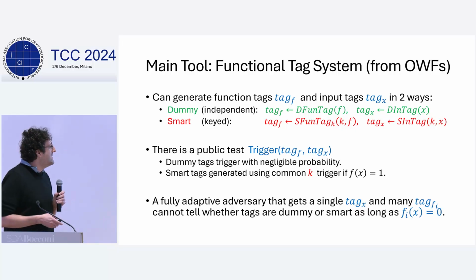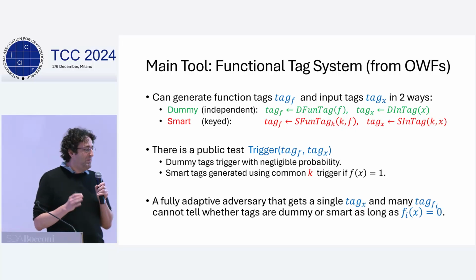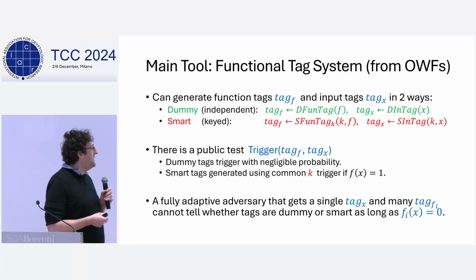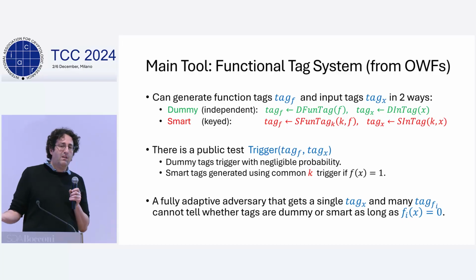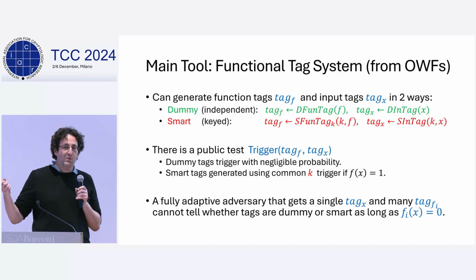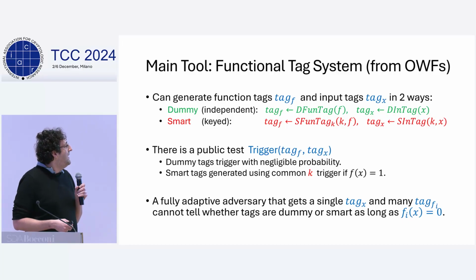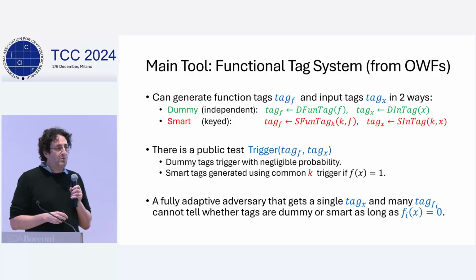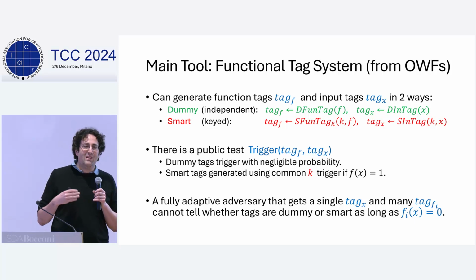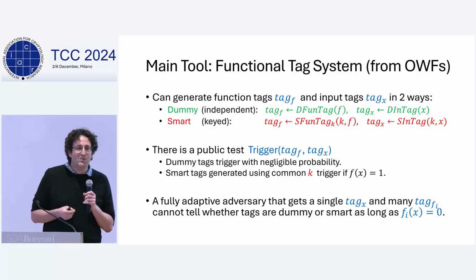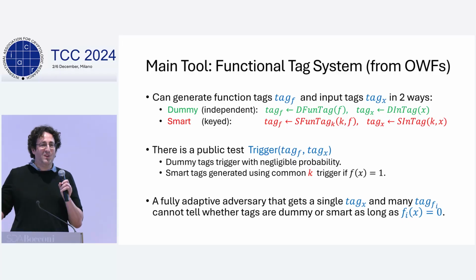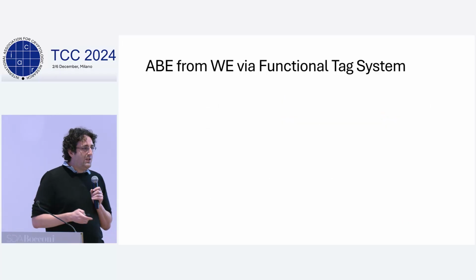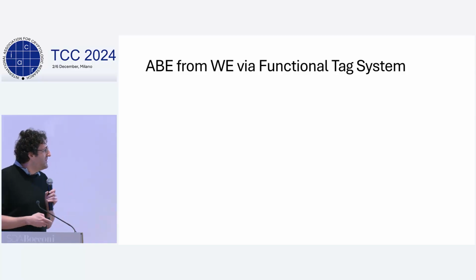And lastly, the security property says that a fully adaptive adversary that sees one input tag and many function tags cannot tell whether everything is dummy or everything is smart with a shared common key, as long as all of the outputs of the functions are 0. In other words, in the case where nothing ever triggers, you can't tell if things are smart or dummy. So security only holds in the case where there's no functionality, nothing ever triggers. Okay, so I'll tell you how to construct this from one-way functions in a little bit.